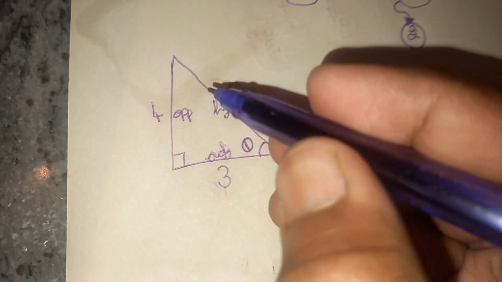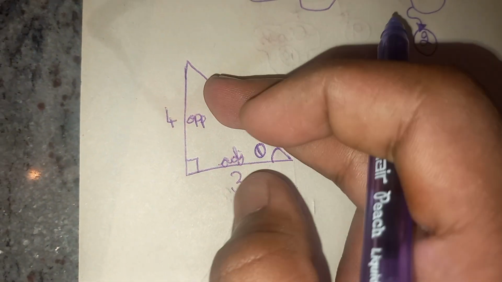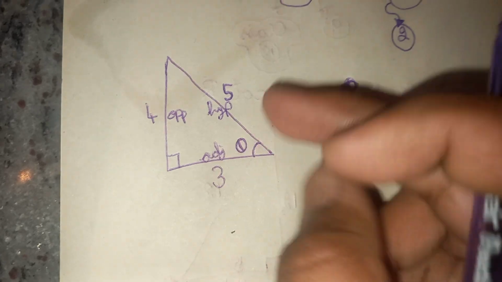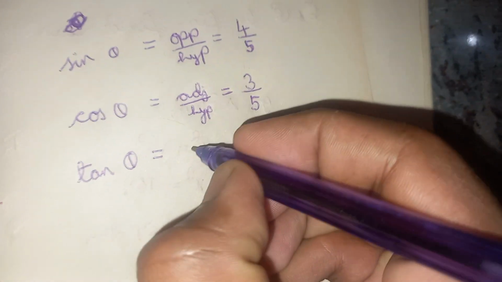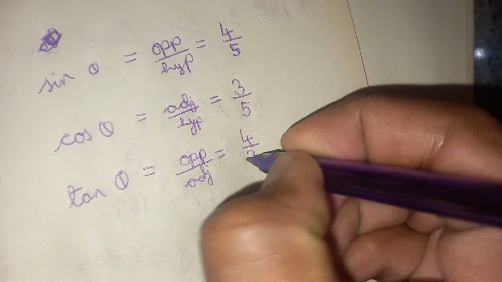Now tan of theta means opposite by adjacent. In tan theta, the hypotenuse does not come in, only the opposite and adjacent, the two sides. So it becomes opposite by adjacent. Here opposite is 4 and adjacent is 3, so it becomes 4 by 3.